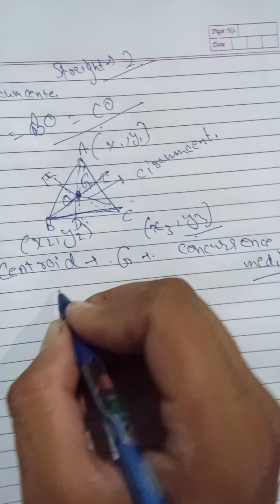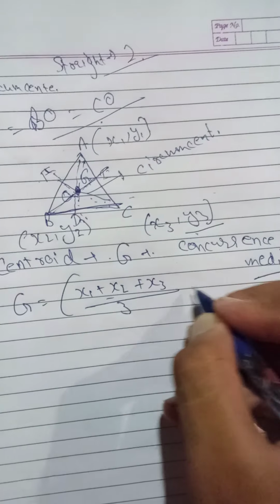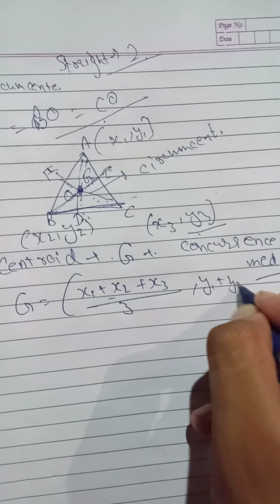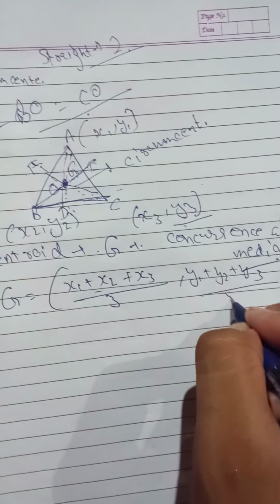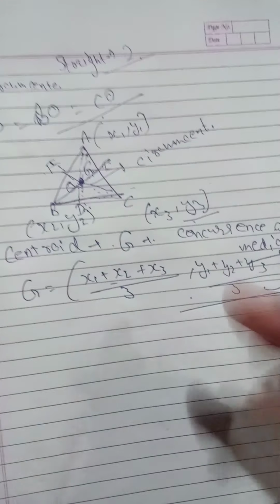And the coordinates of the centroid will be given by x1 plus x2 plus x3 divided by 3 and y1 plus y2 plus y3 divided by 3. These are the coordinates of the centroid for a given triangle.